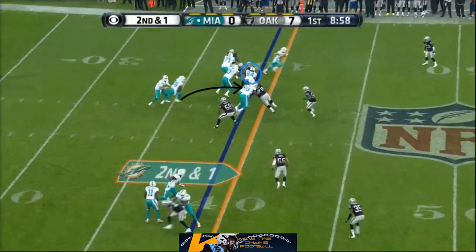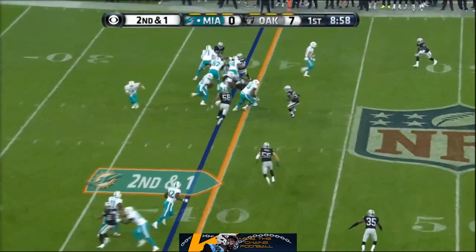The running back presses the center's block, and as the lane opens up, he bangs it straight through.